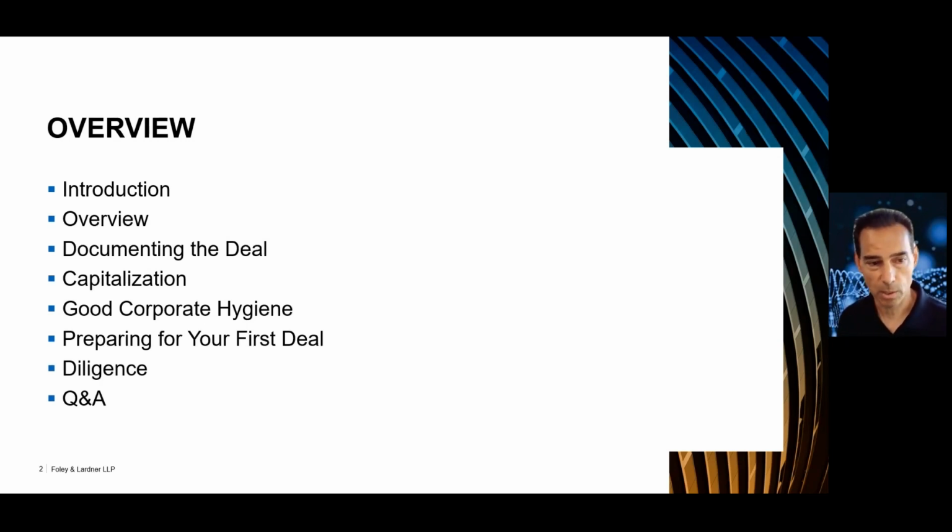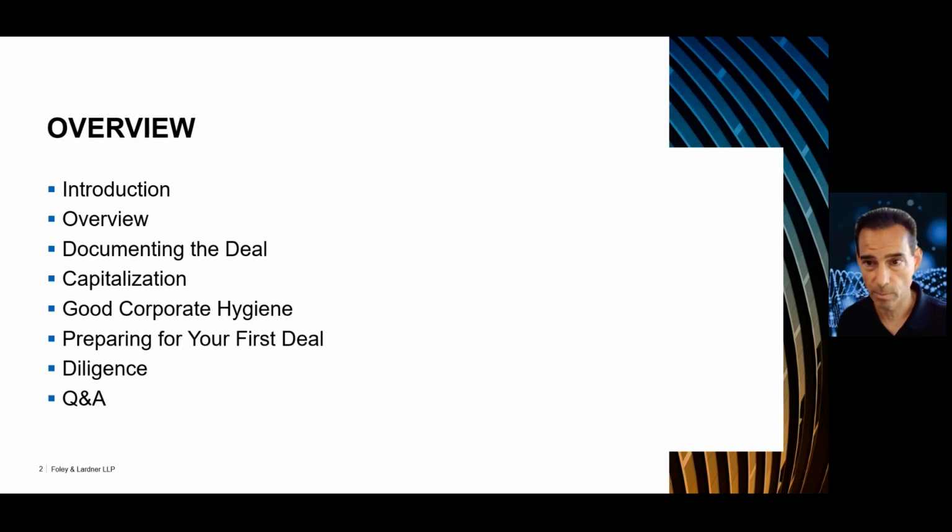So the first one we'll talk about is just how to document the deal. I'll give you a couple of examples of where a deal went wrong so you can see the impact of it, and also some thoughts on how to prevent that from happening. We'll talk a little bit about capitalization, which is a really key issue for startups, where things can go wrong, how to make sure you're keeping on top of the capitalization of the company, and some issues to be aware of. Next topic will be corporate hygiene, just making sure that there's good record keeping, good documentation.